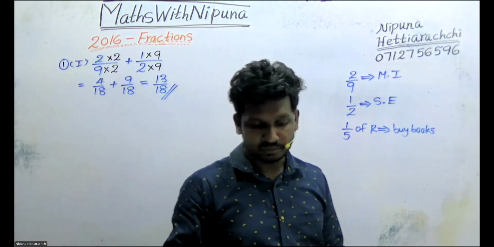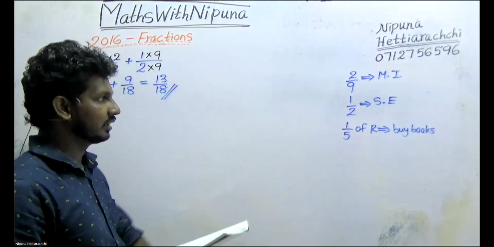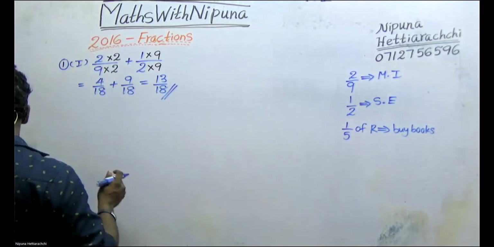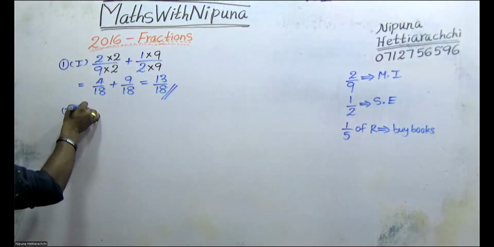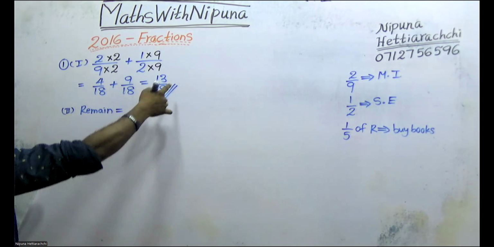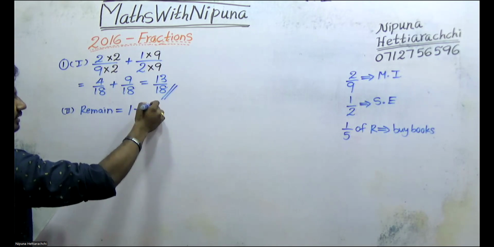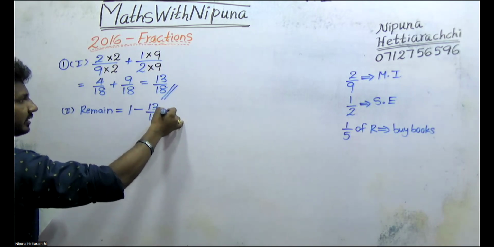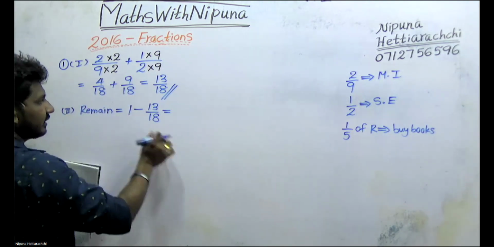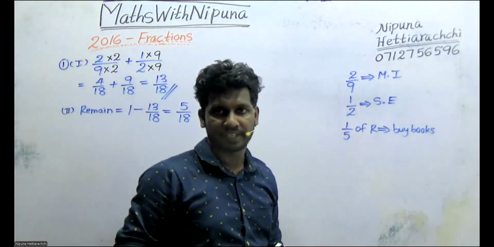Problem number 2, they're asking to find what fraction of the total amount was used to buy books. Now you should calculate the remaining amount. Why? Because it is 1/5 of the remaining. Now, how much has been used? 13 out of 18. Therefore, from the complete one, subtract 13 out of 18. From 13, another 5 is needed to make 18, so it becomes 5 out of 18. The remaining portion is 5 out of 18.